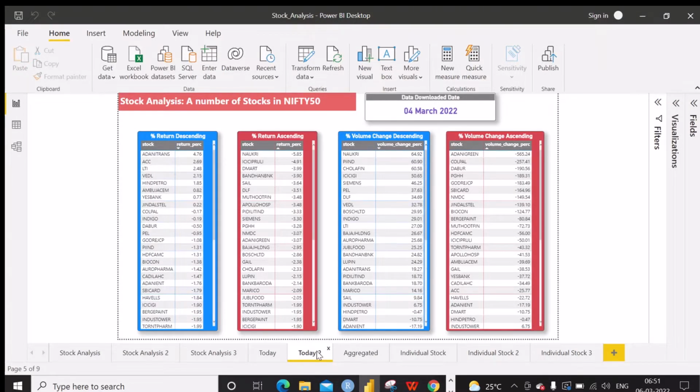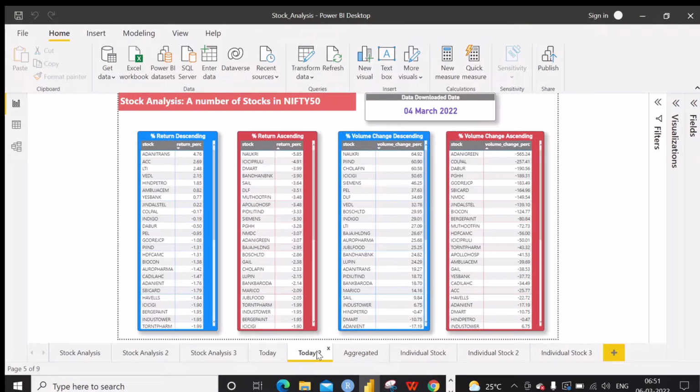Here the return percentage of the stocks are listed based on their return. The first table is in descending order. That means the top gainers are at the top and the losers are at the bottom. For example, here the Adani transactions have come at the top with 4.76%. The next table contains the losers at the top and gainers at the bottom, so it is in ascending order.